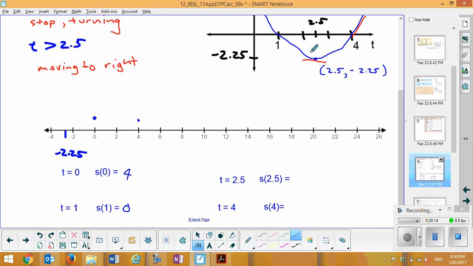At time 2.5, I did the calculation at another time, and it comes out at minus 2.25, which is this point here. And at time 4, as you can see on the graph, and from factorising, we're back at the origin. So basically, our point is starting here, it's going to the left, stops, turns around, and comes back to there. It keeps going. We can keep that going with an arrow. So that's the motion diagram.